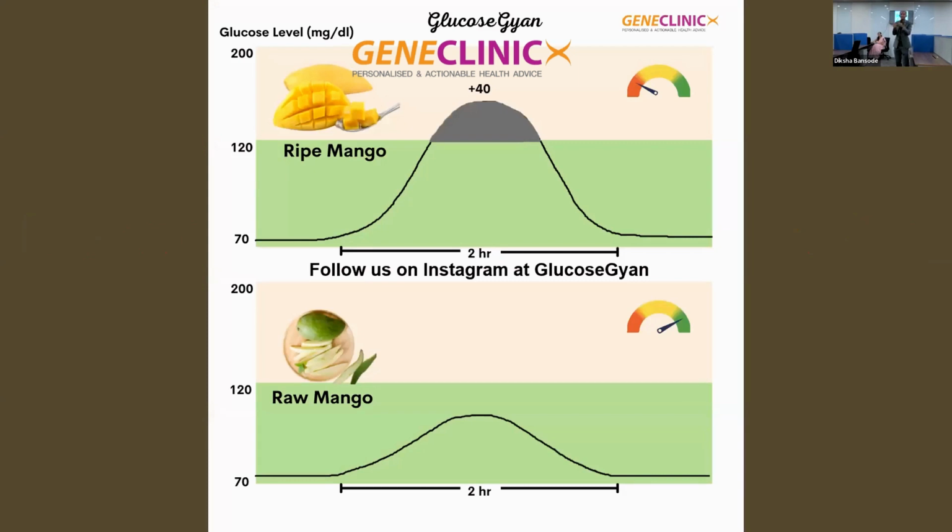Now, of course, there is a genetic component. It's not like genes don't play a role. They do play a role, but we often blame everything on our genes. But the issue is most of the time it's not the genes. And what you heard is correct, right? Look at the top. When you eat ripe mango, there's a much bigger spike.